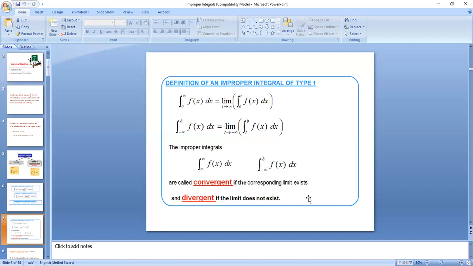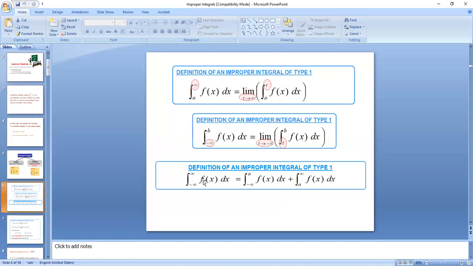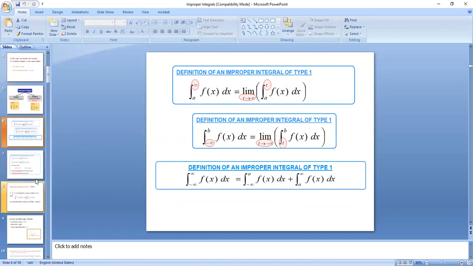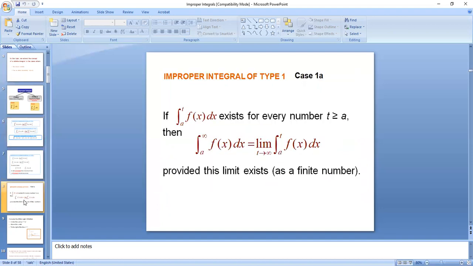So this concept of convergence and divergence could be applied to any of the cases that were discussed here, but only one at a time. Meaning if it's convergent, it cannot be divergent anymore, and if it's divergent, it cannot be convergent anymore. Okay, so let's go to the improper integral case 1a.